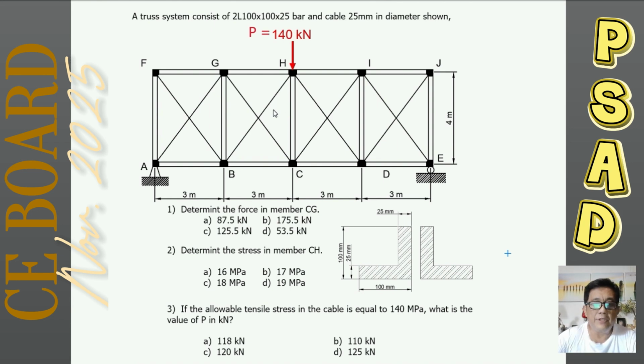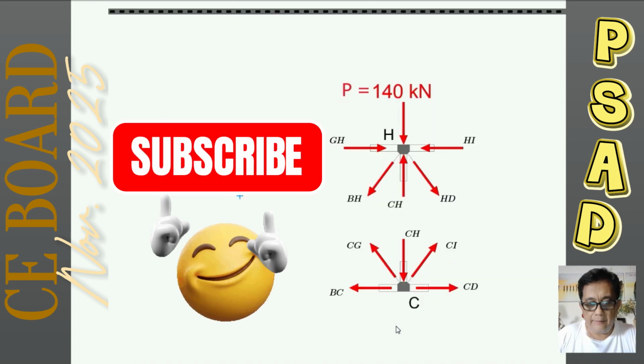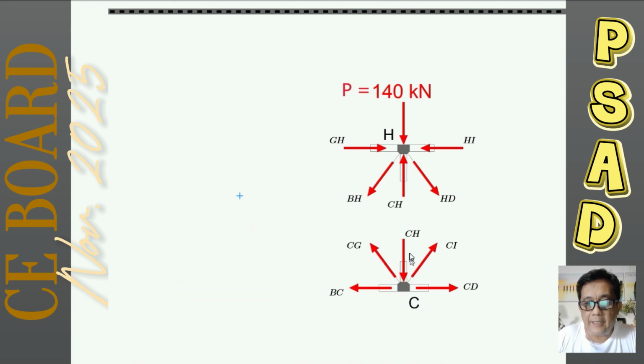Okay, number 1, determine the force in member CG. CG is a cable, 25 mm in diameter. So since there are choices here, that means CG should not be 0. But let's analyze first joint C and joint H and determine whether this is 0 or not. Let's start with joint C. Assuming first that CG and CI, which are cables, are 0, if you sum up forces vertical, CH is also 0. Then using that and we transfer to joint H, say CH is 0, that means BH and HD should be in compression because this member should resist the load P 140 kilonewtons downward. So it should be upward or in compression to maintain equilibrium.